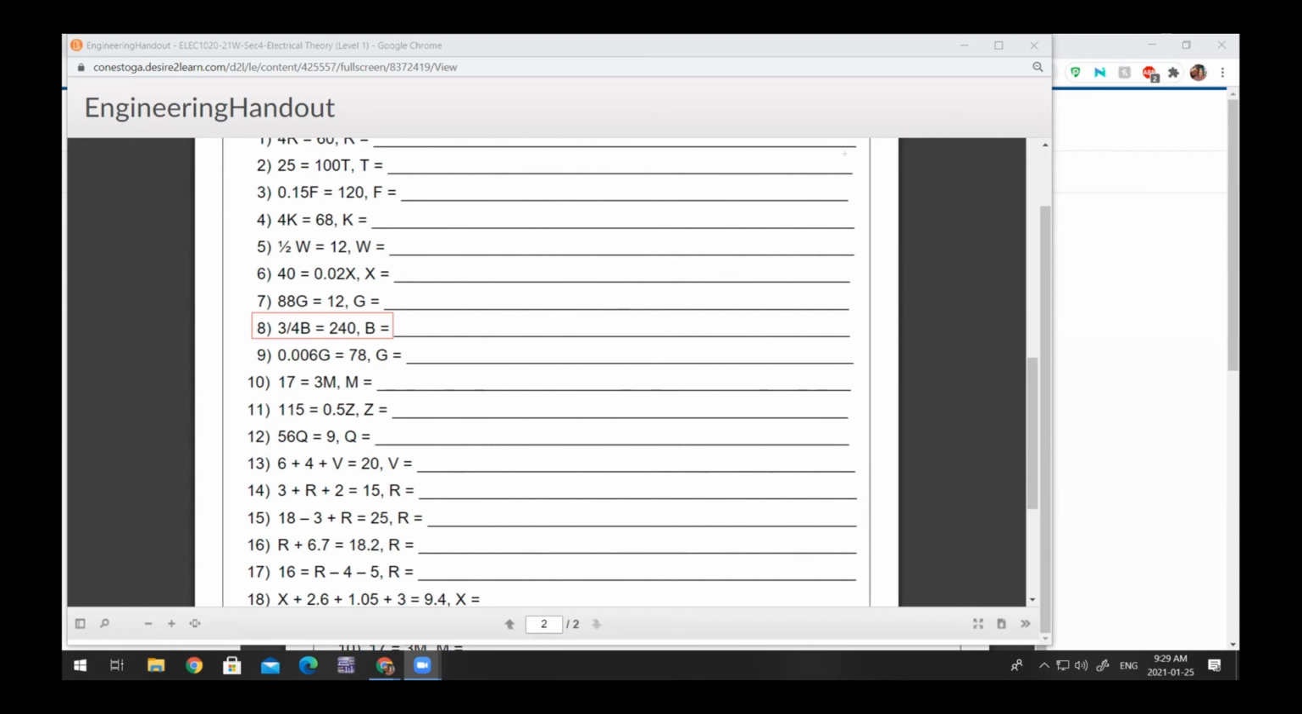Okay, so let's jump into something else. Now I'm going to give you a formula in which we are going to be using Ohm's law. So we'll jump to that right away.